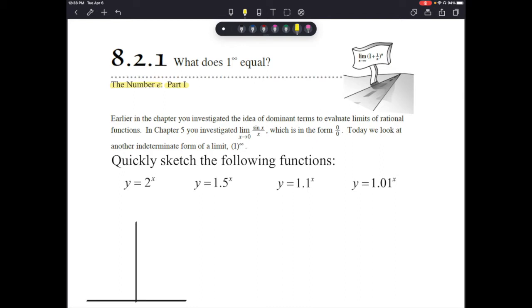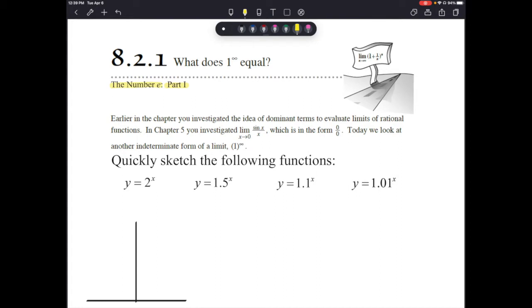Y equals 2 to the power of x, y equals 1.5 to the power of x, 1.1 to the power of x, and 1.01 to the power of x. Now, some characteristics I hope that you see is that each of our bases is greater than 1, right? So 2 is like twice as big as 1, and then on the right side you have 1.01, which is just slightly bigger than 1.